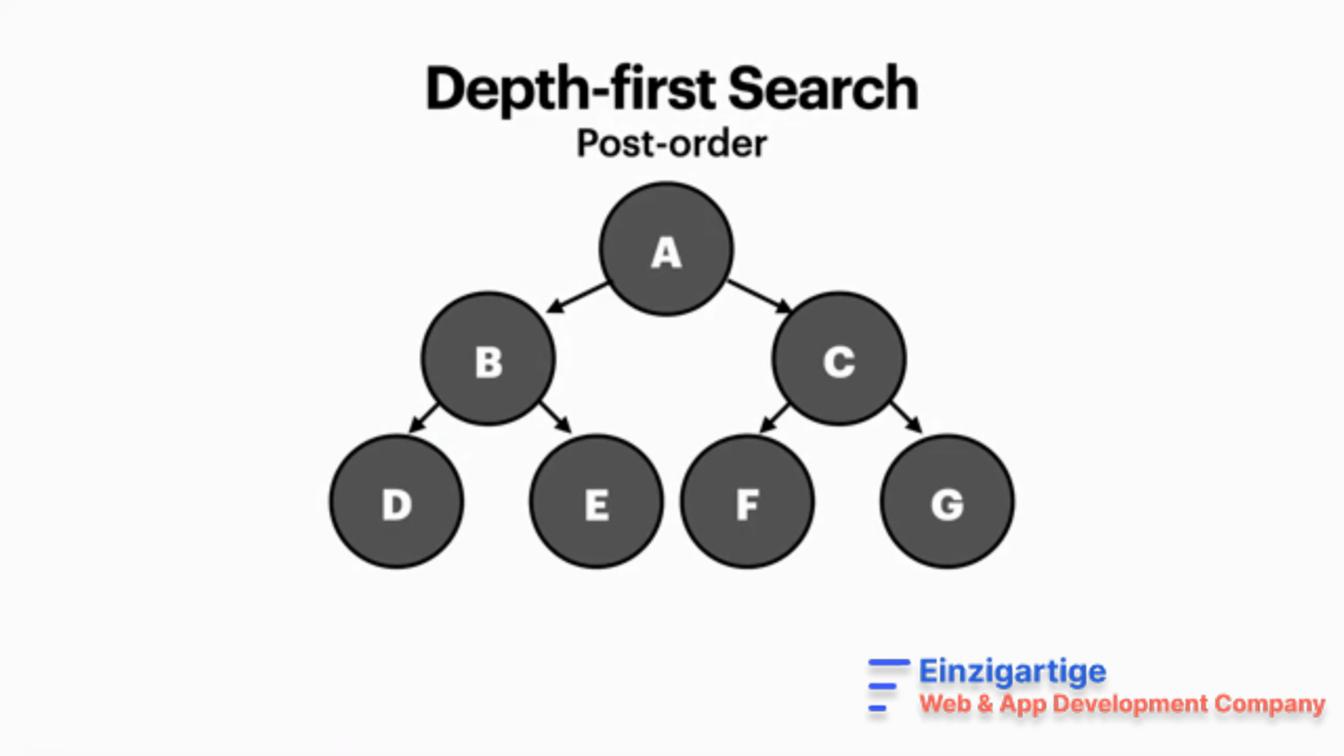In this case, we're going to visit all of the children of a node before we visit the node itself. So the first node we're going to visit is D again, then we're going to visit E. Now we've visited all of B's children, we're going to visit B next. We can't visit A yet because we haven't visited all of A's children. So we first go to C, but we haven't visited C's children yet. So we're going to visit F first, then G. Finally, we're going to visit C because we've already visited C's children. And then finally, we've visited all of A's children, so we're going to visit A last.